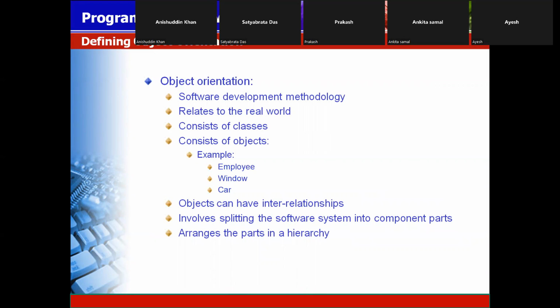It consists of classes. What is a class? Before going to the class, you have to know what an object is. Object means any tangible thing that you see in the world. Tangible means you can touch it, you can feel it, you can describe it. Your mobile phone is an object, this marker is an object, we are also objects, each with some specific features. Employee, window, car are objects.